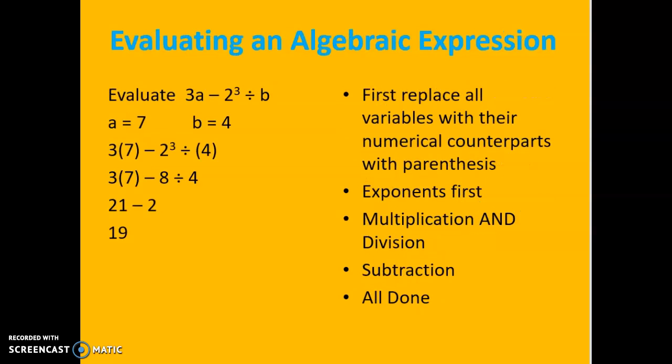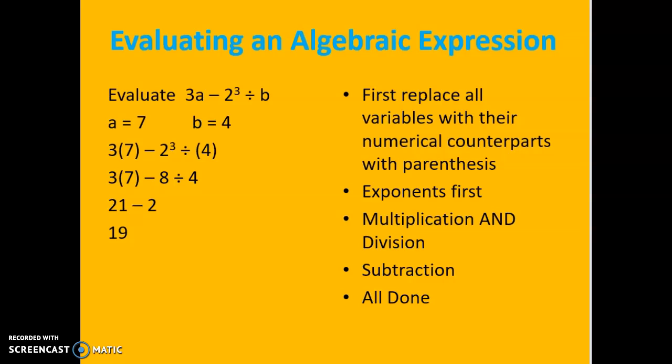Now let's also look here at how this works with an algebraic expression. Notice it says evaluate 3a minus 2 cubed divided by b. So the first thing I have to do when I'm evaluating an algebraic expression is plug in the numerical value for the variable. So in place of a, we're putting 7, and in place of b, we're putting 4. You'll notice then in the third line we have 3 times 7 minus 2 cubed and then divided by 4.